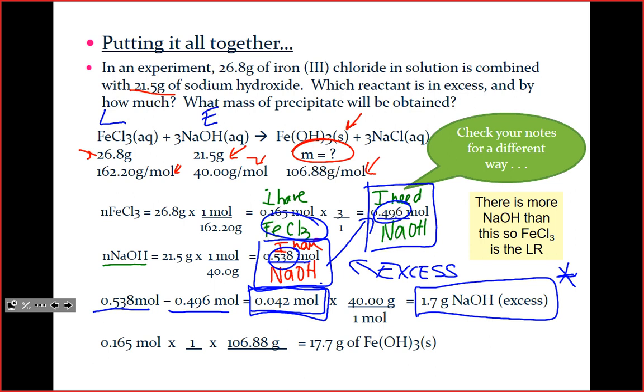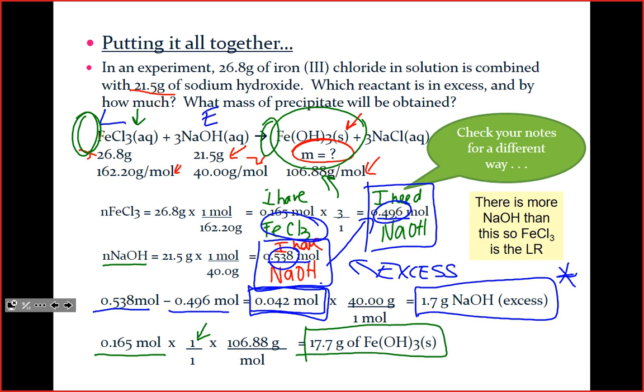That's fine too. Now what I need to do is figure out how much precipitate is formed, and I use my limiting. Okay, so because I'm using my limiting, I know I have 0.165 moles of it, right? And here's my molar ratio, because now I'm comparing my limited to this. It's a 1-to-1. And here's my molar mass of my precipitate, which will give me 17.7 grams of iron 3 hydroxide. I know it seems kind of crazy when you look at this with all this writing, but it will clear up.